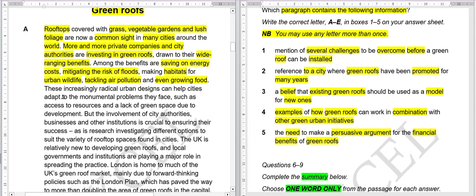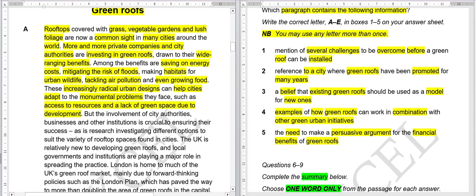These increasingly radical urban designs can help cities adapt to the monumental problems they face, such as access to resources and a lack of green space due to development. So these radical urban designs, though they are radical, can help cities to adapt to the monumental problems they face. Okay, for example, access to resources and a lack of green space.